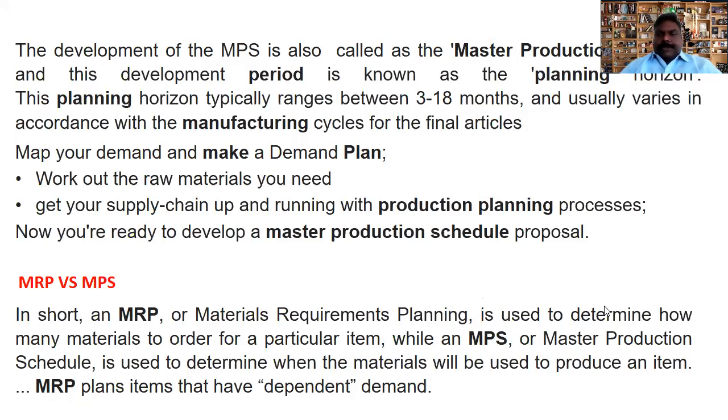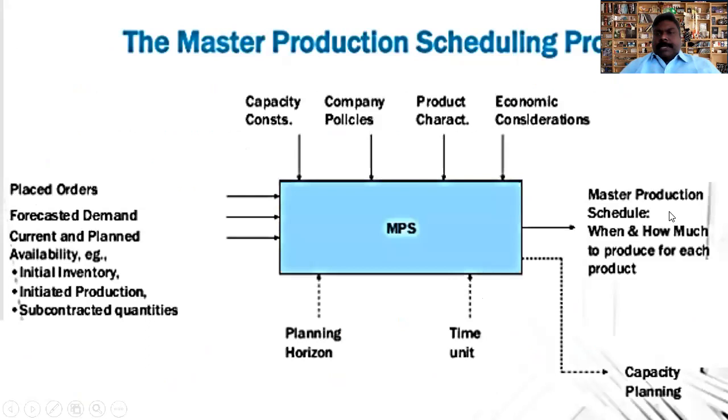Material requirement planning is used to determine how many materials to order for a particular item, whereas the MPS, the master production schedule, is used to determine when the materials will be used to produce an item. Though this is in the scheduling, it's a timing, and there it's the number of units that we need. So MRP plans the items that have dependent demand. So this is the difference between MRP and MPS.